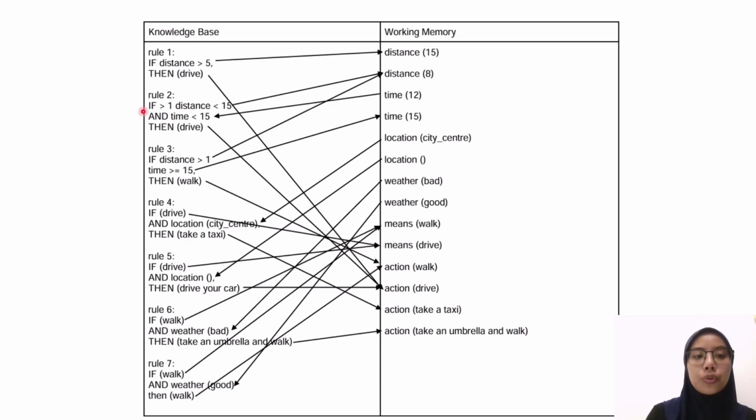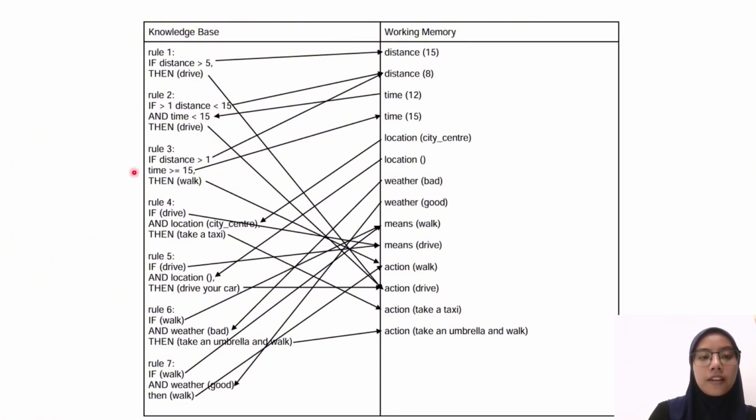Rule number 2: if distance lower than 15, so here distance is 8, it is lower than 15, so distance 8 in working memory, and time lower than 15, so here time is 12, so it is lower than 15, then drive. So we go here, the action is drive.